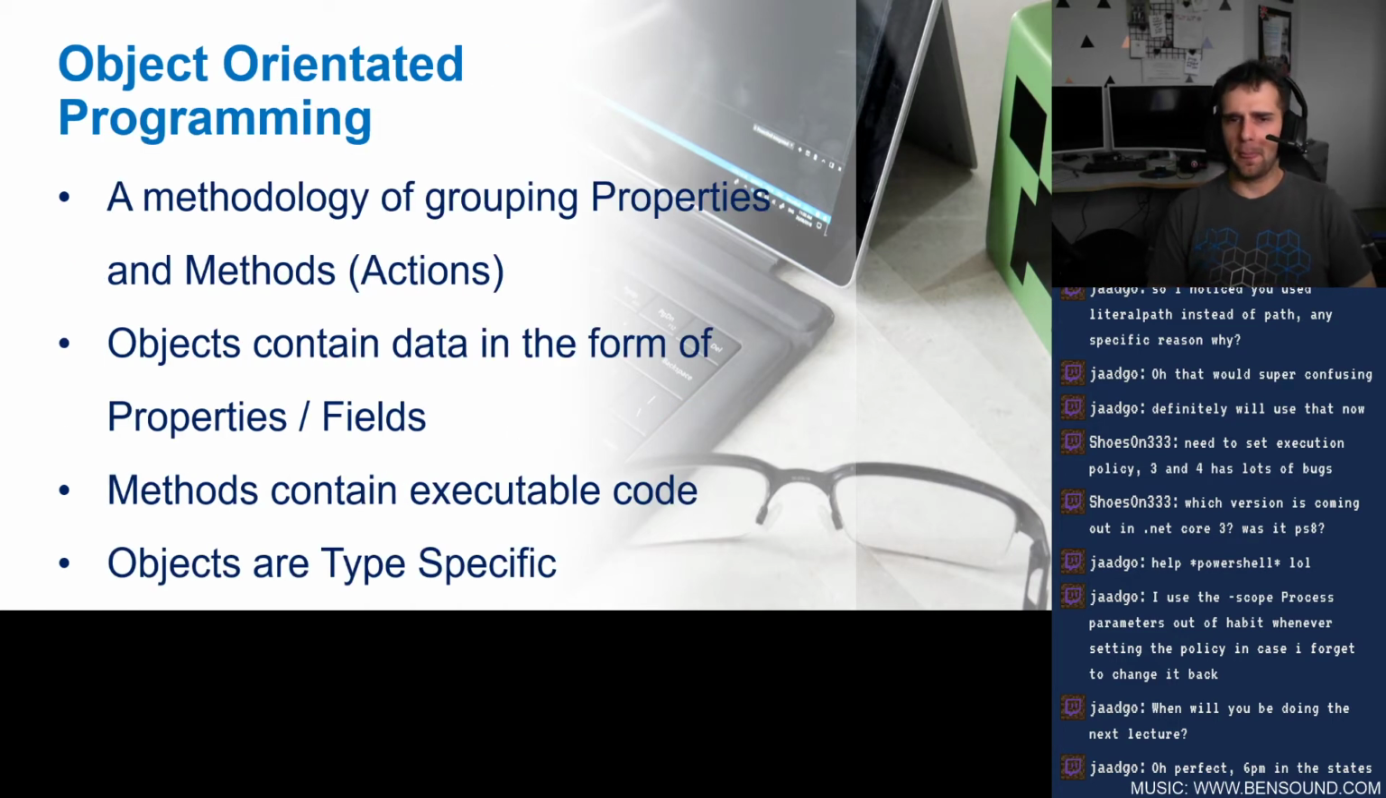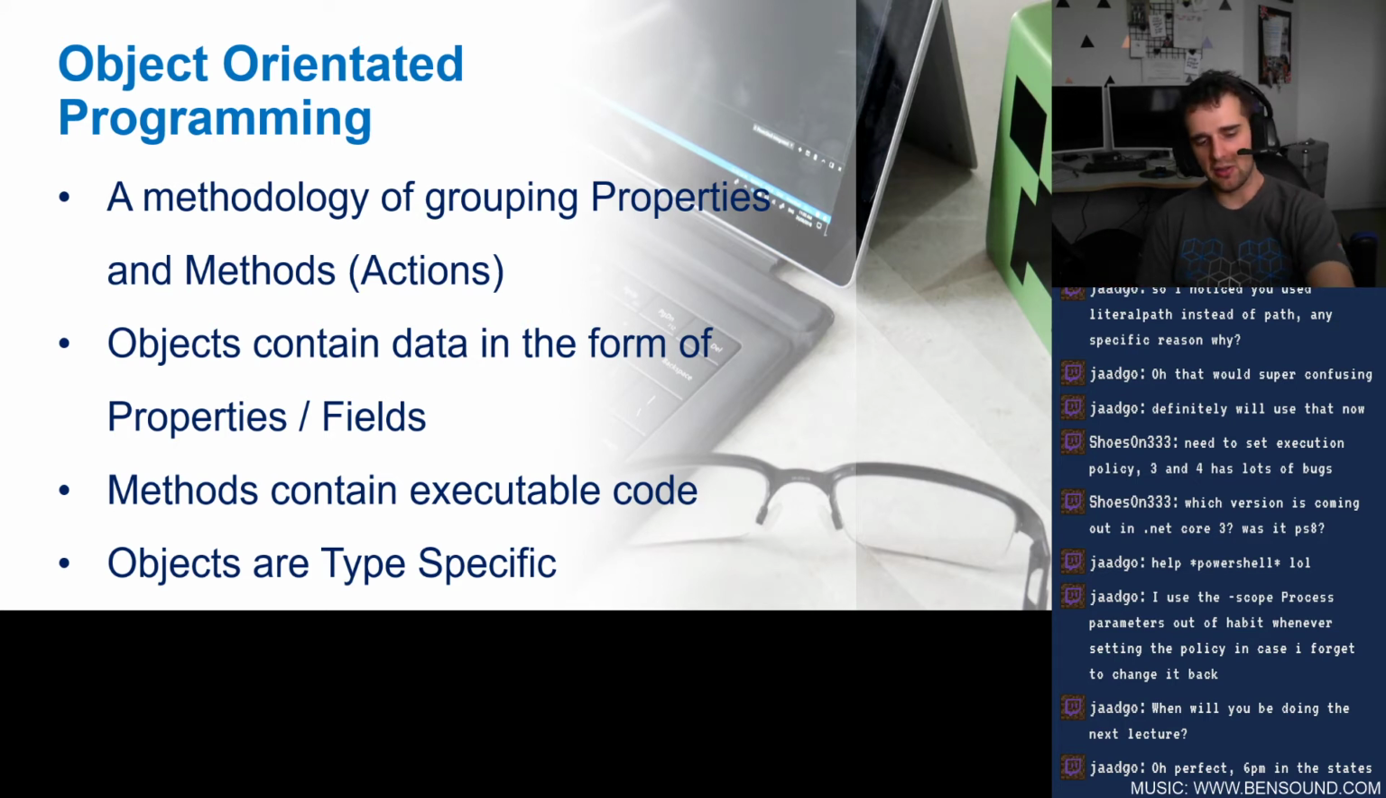Object-oriented programming. Object-oriented programming is a methodology for grouping properties, methods, or actions. So a good example is you're just grouping instructions together, basically grouping things together that represent that specific value.